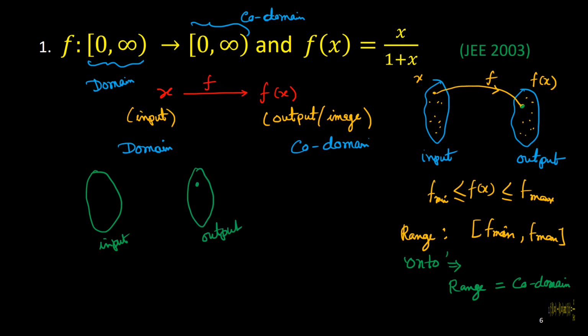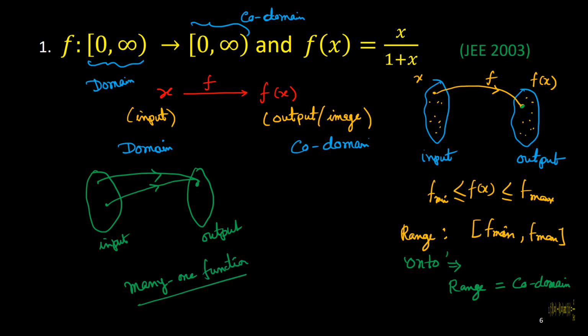Now this point we are getting from this input as well as this input. The same image we will get for two inputs. Then it will be called many to one. This is a many to one function.